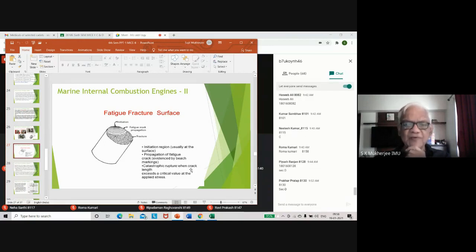Catastrophic rupture occurs when the crack length exceeds a critical value at the applied stress. That means how far from the original crack to the last crack, because at that place the material is not joined together, it is already separated. The remaining part of the shaft which is not separated does not have adequate area to convey the torque, and it fails suddenly.